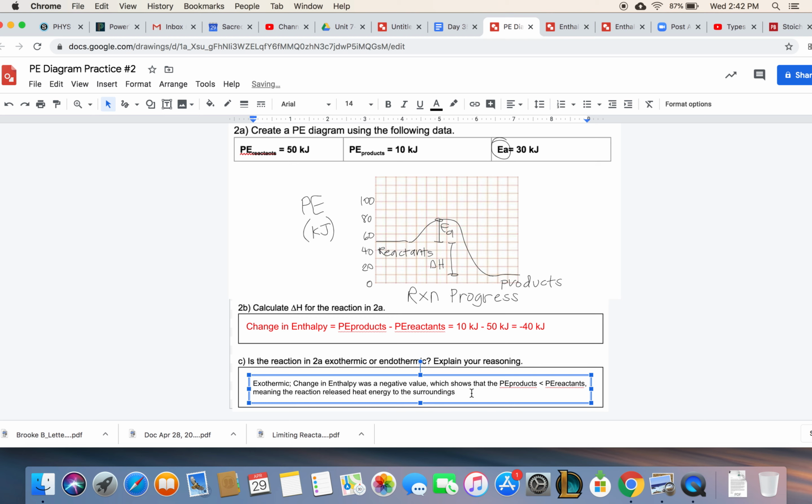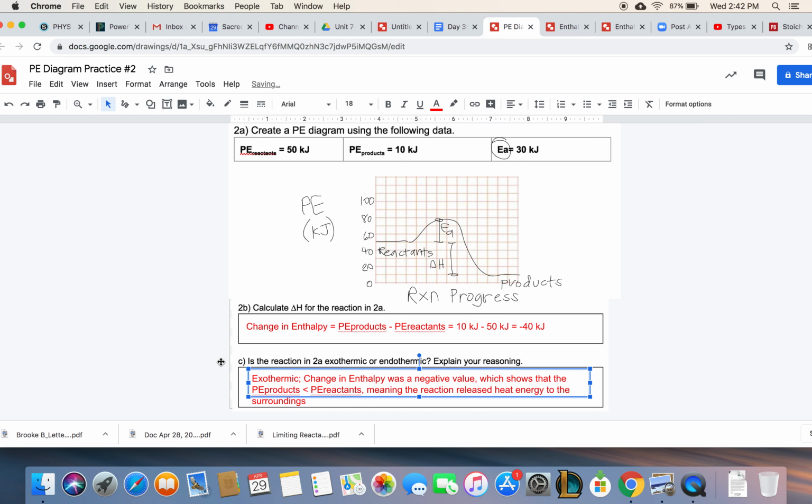Okay, sorry, I can't really type. Okay, there we go. I'll make that a little bit bigger so you can see. I'll put it in red so we know it's our final answer. And that concludes the discussion for number 2A, 2B, and 2C for the potential energy diagram practice portion of the Day 35 handout. Thank you for listening.